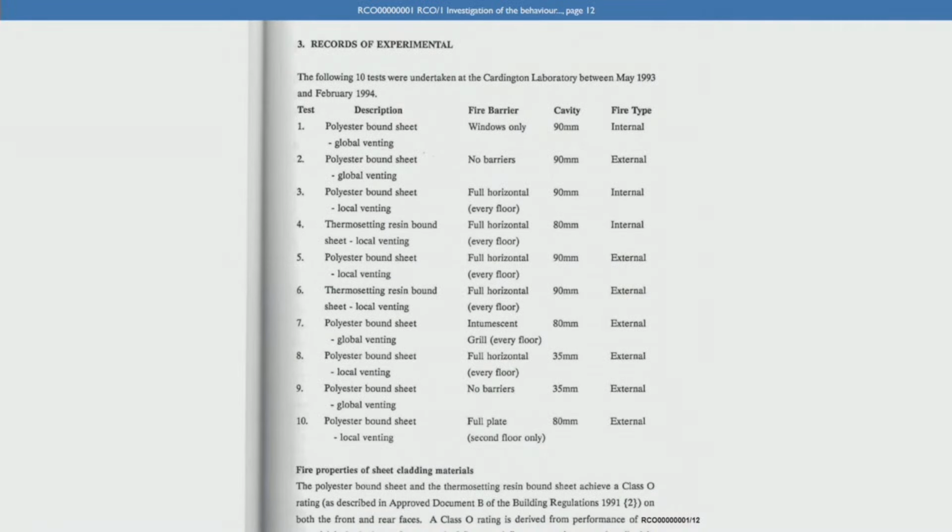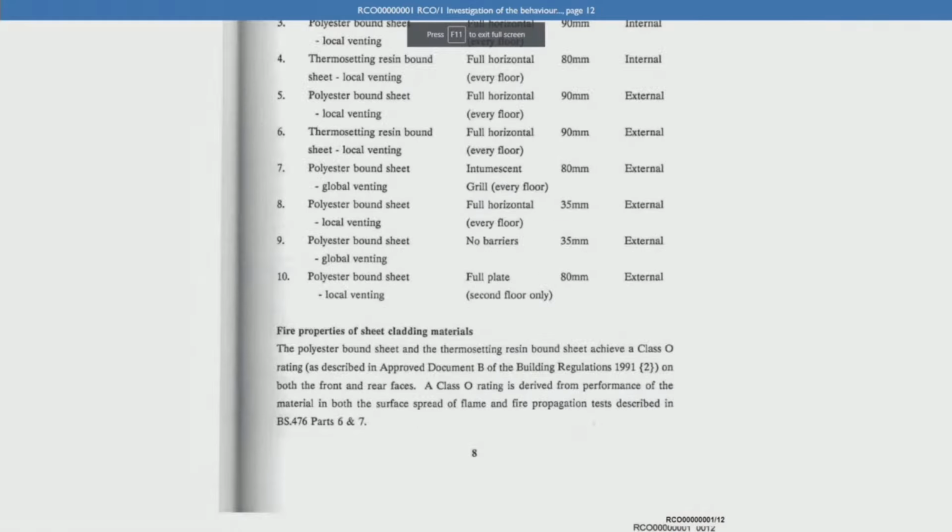And under the heading, at the very foot of your screen, fire properties of sheet cladding materials, it says, the polyester-bound sheet and the thermosetting resin-bound sheet achieve a Class 0 rating as described in Approved Document B of the Building Regulations 1991-2. On both the front and rear faces, a Class 0 rating is derived from performance of the material in both the surface spread of flame and fire propagation tests described in BS 476 Part 6 and 7. Mm-hmm. In fact, it's the other way round.